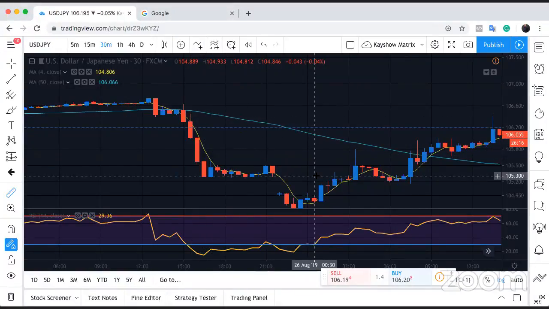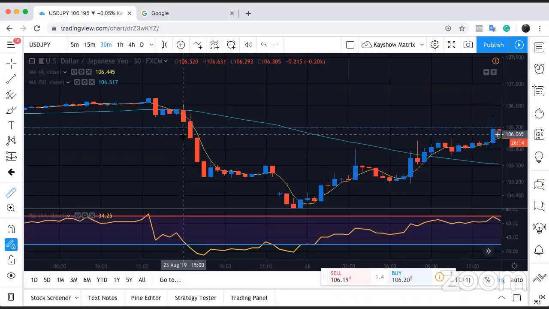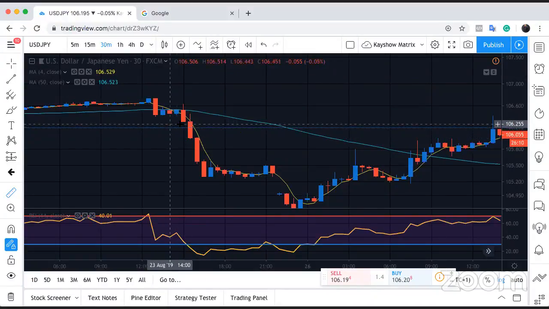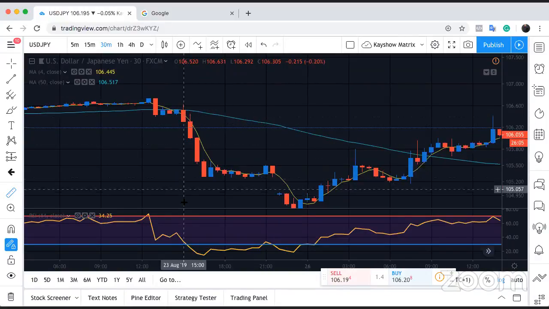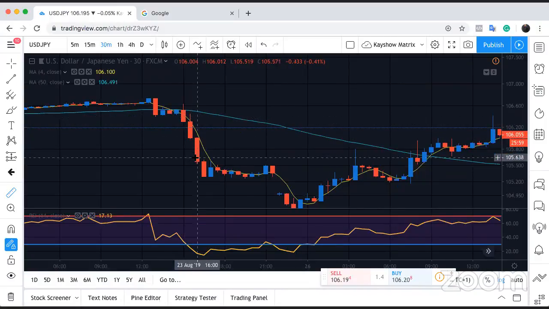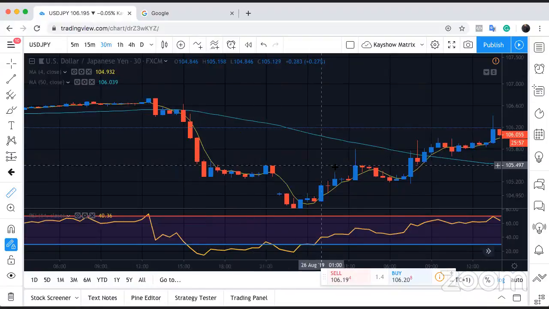So this is a sell example, guys. Very simple. And you can see, if you look at this date, it is 23rd of August at 3 o'clock. So at 3 o'clock, we waited for this and we got the signal, entered the sell, and cashed out.